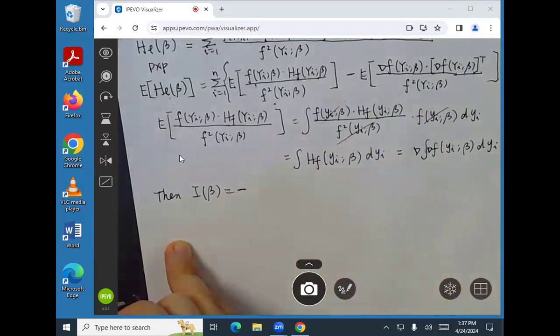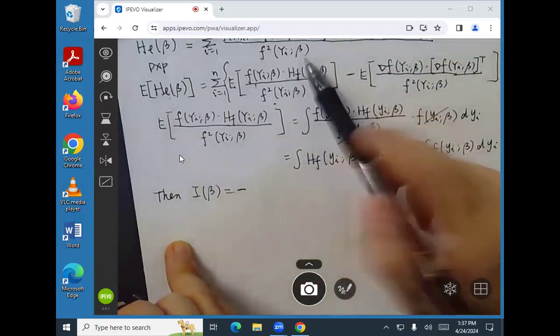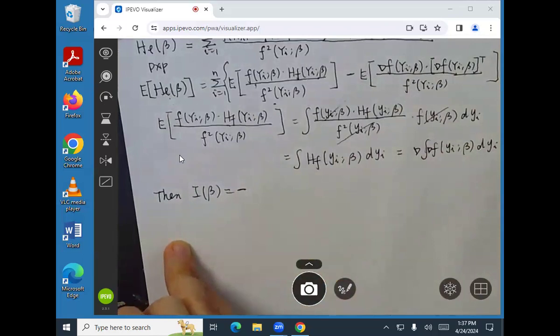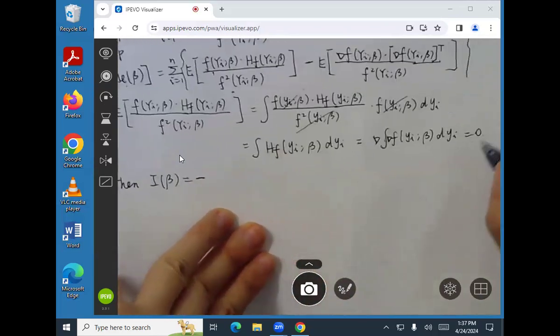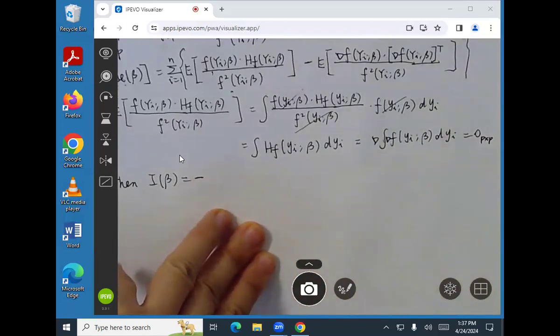So f, as a density function, involves both yi and beta, and we're taking the Hessian of f against beta. So that's why this is also a p by p matrix. And I should say that when I write 0 here, it's a 0 matrix, p by p dimension-wise.